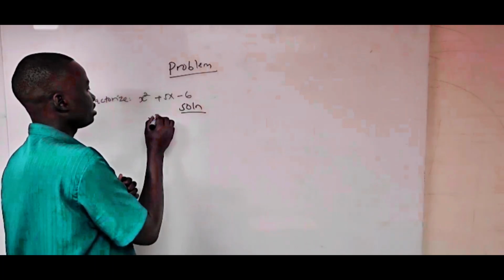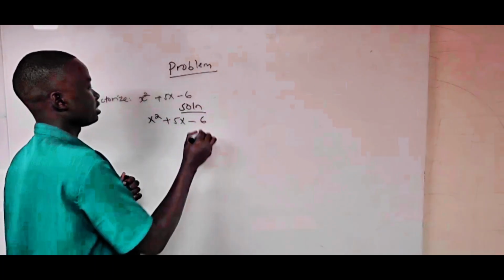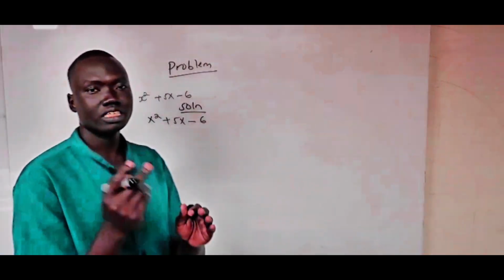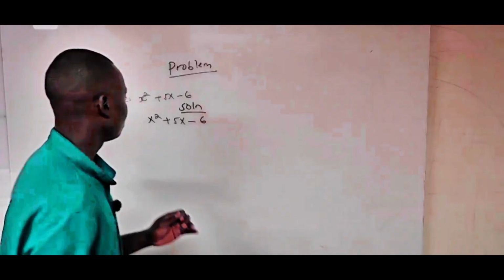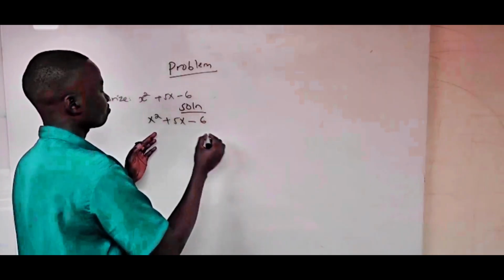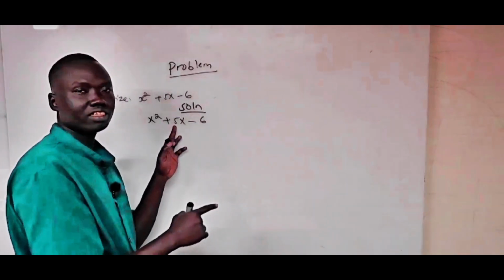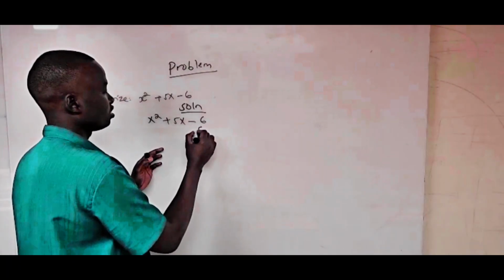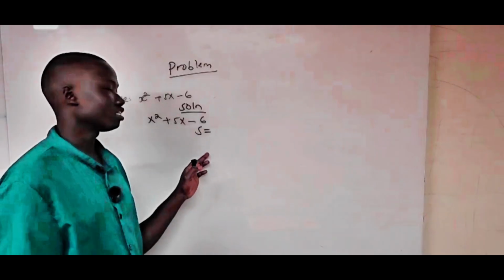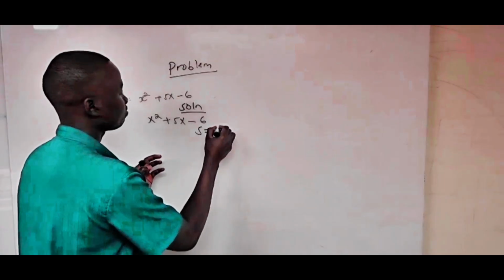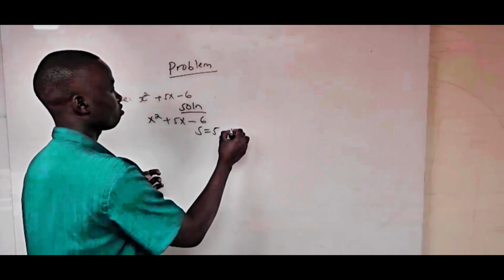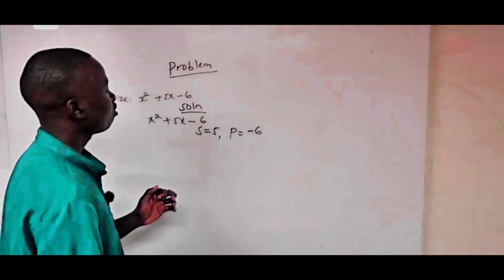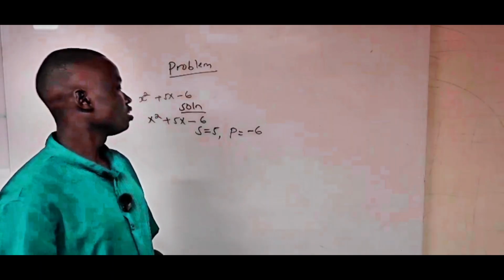We are given x squared plus 5x minus 6. Now, to factorize this one here, we are going to consider two things, the product and the sum. Let's take this one as the sum and this one as the product. The coefficient of x is the sum. So our sum in this case is 5, and our product is minus 6.